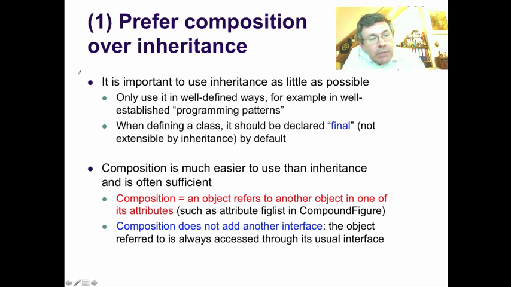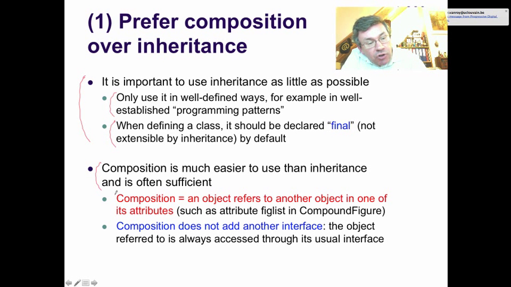So let's say we're using inheritance. The first point, we want to use it as little as possible, as I said. For example, we can use it in well-defined ways, in programming patterns. There are well-established lists and books of programming patterns. And another point is when we define a new class, we should declare it final, or not extensible by inheritance, by default. The default is that we don't want to have to handle this problem. And a third point is that whenever possible, we use composition instead of inheritance. And practice shows composition is often sufficient.